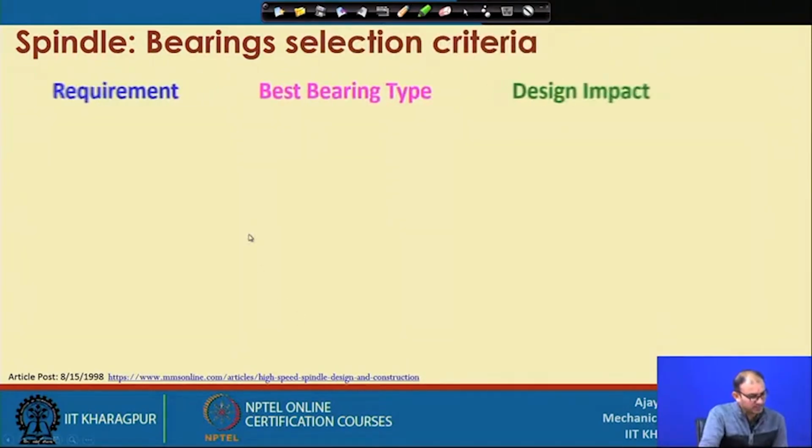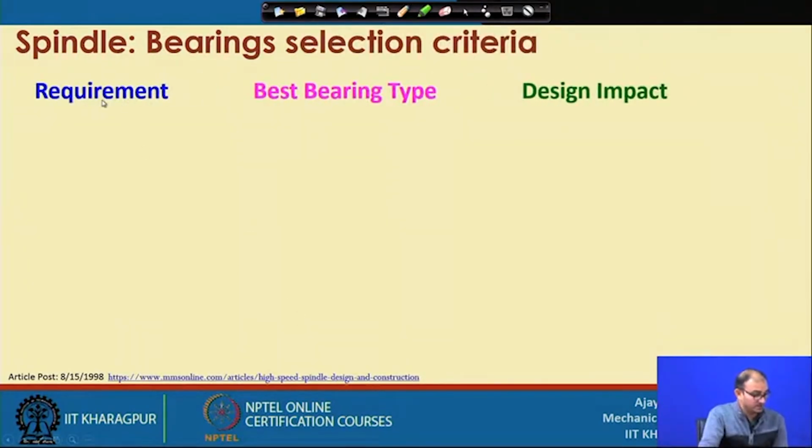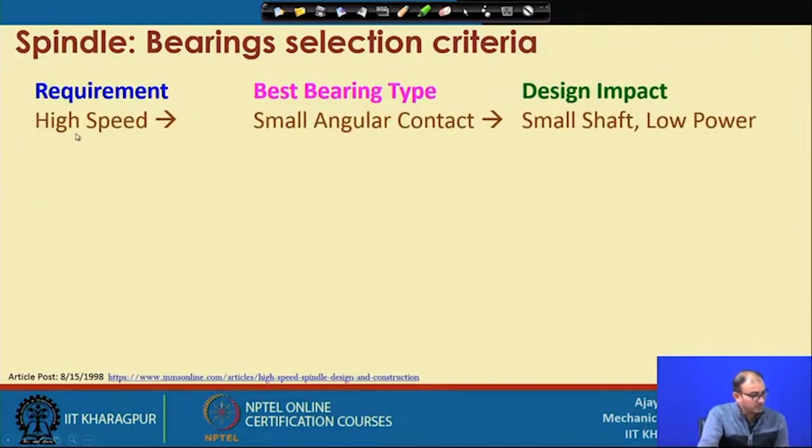So, what are the selection criteria? What is our requirement first? Then we have to select which bearing we can use, and then we have to see what the design impact is. If you are looking for high speed, then you have to go with a small angular contact bearing. And what is the design impact? Your shaft will be small and the power will be very low, because when you are going with high speed, if the shaft is very large, then there is an inertia effect.